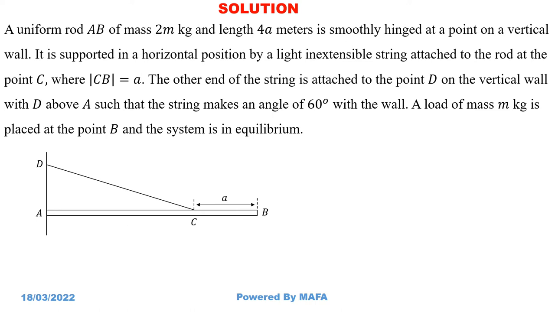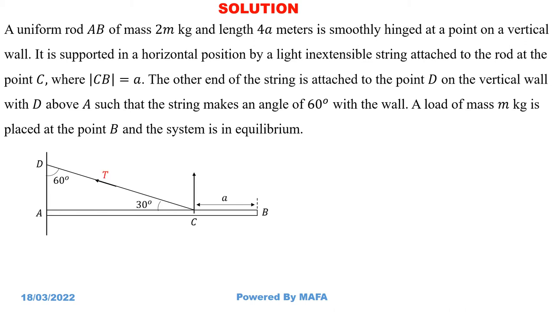Now we have something else. The string makes an angle of 60 degrees with the wall, so it means that it's going to make an angle of 30 degrees with the rod. Now a load of mass m kilograms, so before indicating the load, we know that it is a string, so there is going to be tension.